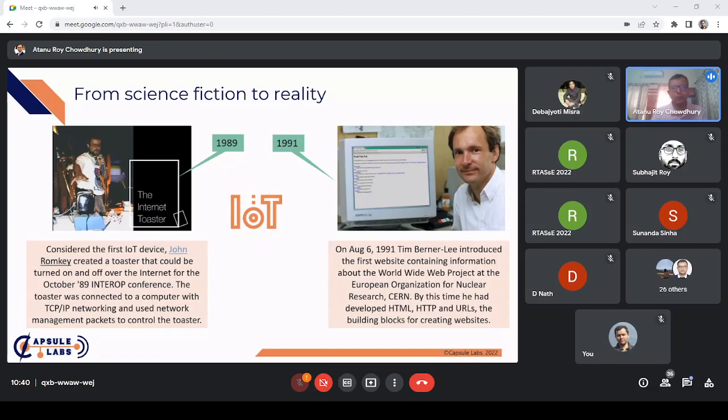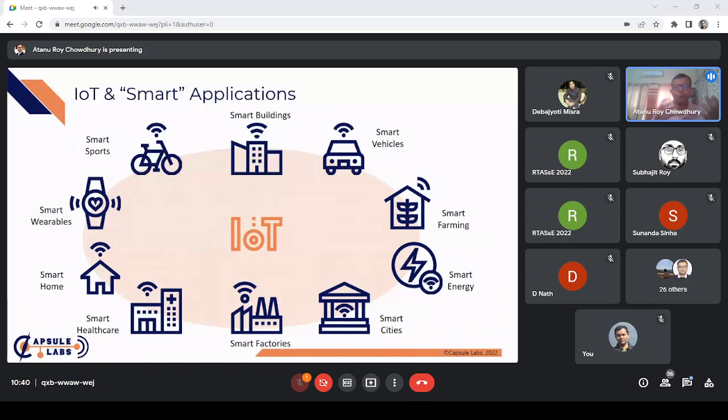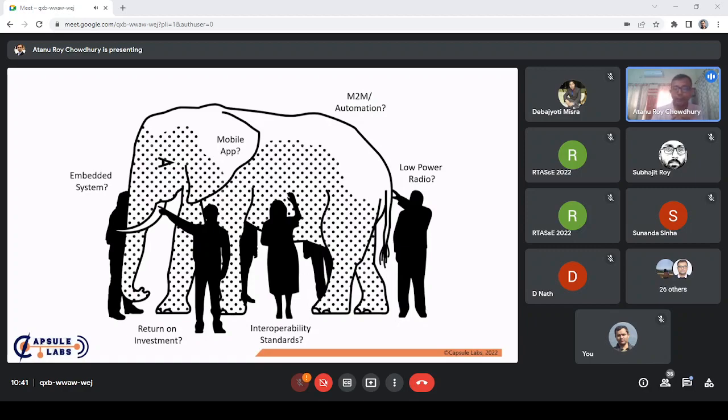And we see IoT today as a bunch of smart applications, right? We tend to associate IoT with these smart applications. We call them smart buildings, smart vehicles, smart farming, smart cities, smart healthcare, smart home. Everything is smart, but we have not defined what the smart in this smart application is, right? Without that definition, what ends up happening, and I see that in a lot of my discussions with faculty members, is that IoT is a game of a few blind men and an elephant, right?